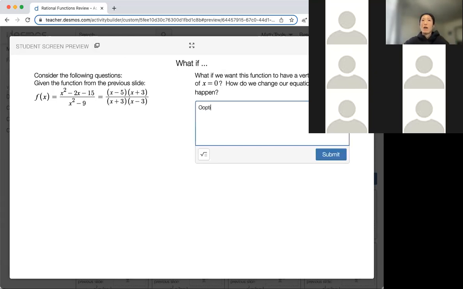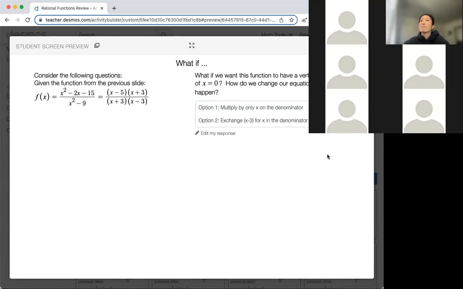Great, great. All right, option one, I like what Jordan said, multiply by only x on the denominator. Now we don't want to multiply by 0. We don't want to do that. What we're saying is if I put 0 in for x, it will give me undefined. But in general, we're going to leave it as an x, okay? I saw another answer that was exchange x minus 3 for x in the denominator, and both of those would work, okay?